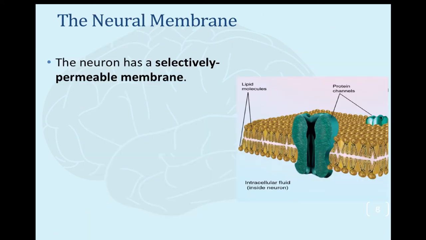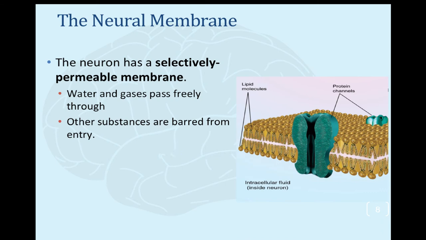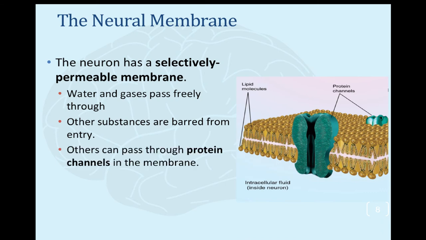So the neuron has what's called a selectively permeable membrane. Water and gases can pass freely through. Right, so those can just flow through as needed. Other substances, however, are barred from entry. They're not able to pass through. And so, for example, a very large molecule might not be able to go through at all. Others can pass through protein channels in the cell membrane. So here we see what looks like kind of a gate. That's the protein channel that will allow certain substances to flow in and out of the neuron as needed.